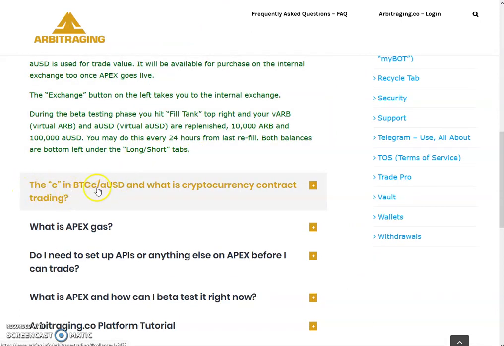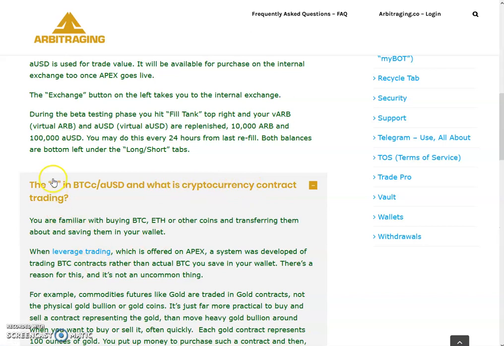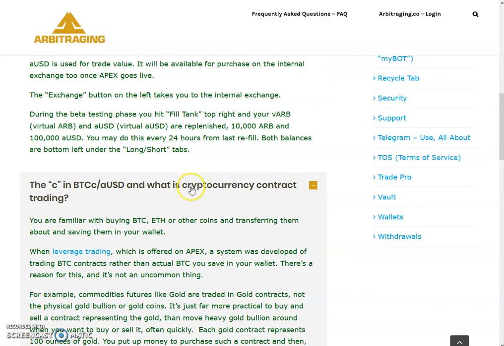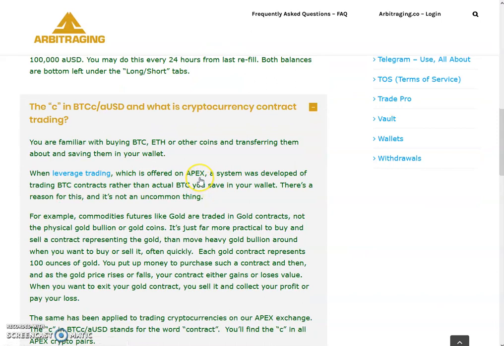The next question: the C in BTCC and AUSD, what is cryptocurrency contract trading? It is asking what C stands for in BTCC. As you can see in APEX, every coin has a C in front of it. Let me explain this also: you already know about buying Ethereum or Bitcoin and transferring them into your wallet to save them.